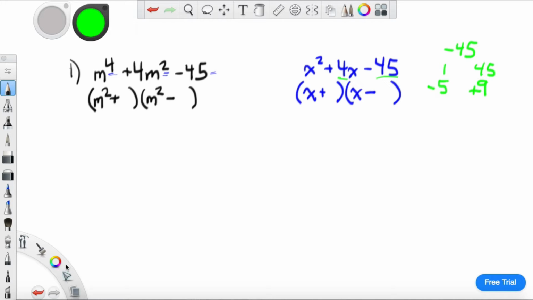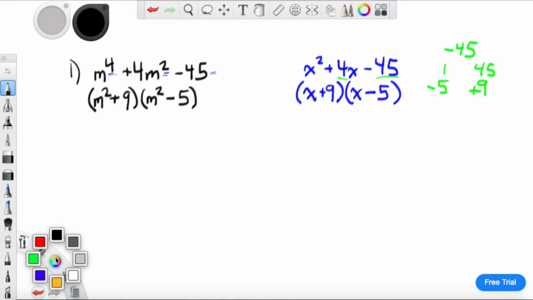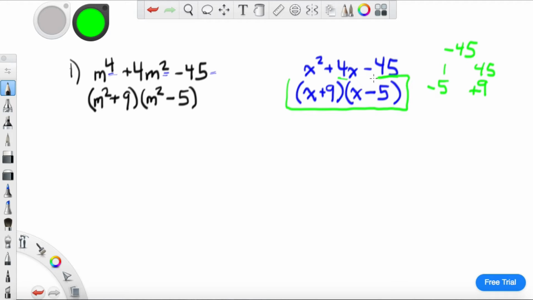So I know that it's going to be minus 5 and plus 9. I'm going to put my minus 5 here and my plus 9 here. And over here, I think I can do the same thing. Let's check this out: minus 5 plus 9. Now, I'm suggesting that I'm done, that this is my answer. I'm suggesting that this is my answer over here.